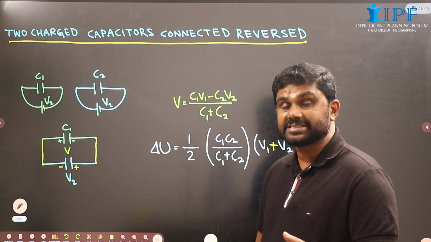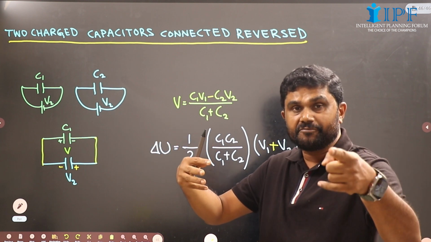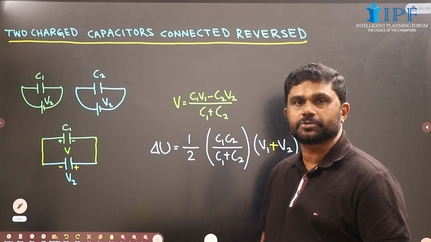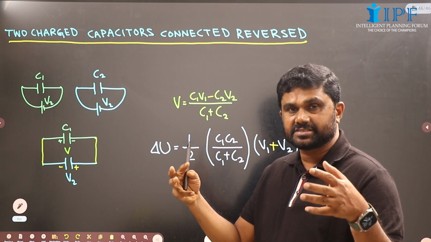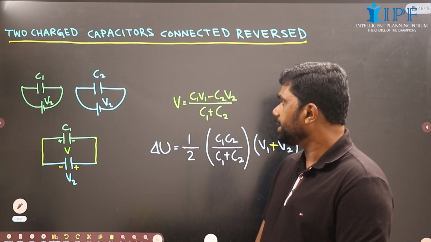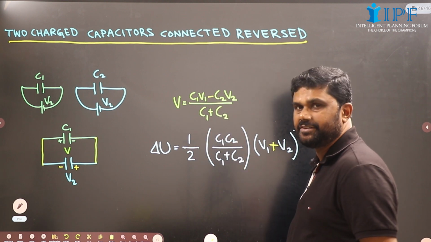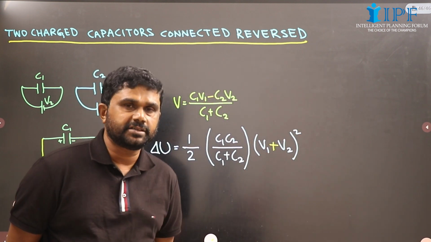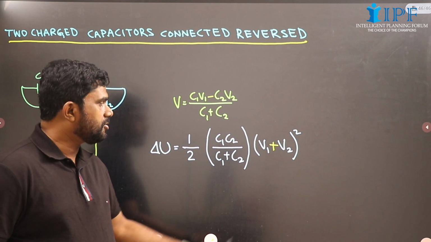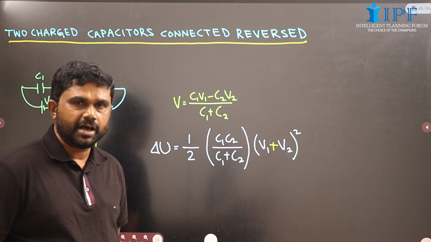In mechanics, if the two bodies were moving in opposite directions, the common velocity will be (m1 u1 minus m2 u2) by (m1 plus m2). Similarly here, the potential differences are in opposite directions. So we will get the common potential V equal to (C1 V1 minus C2 V2) divided by (C1 plus C2), and again there will be energy loss. The energy loss will be high in this case, because instead of V1 minus V2, here it is V1 plus V2. So this is the expression for the energy loss.